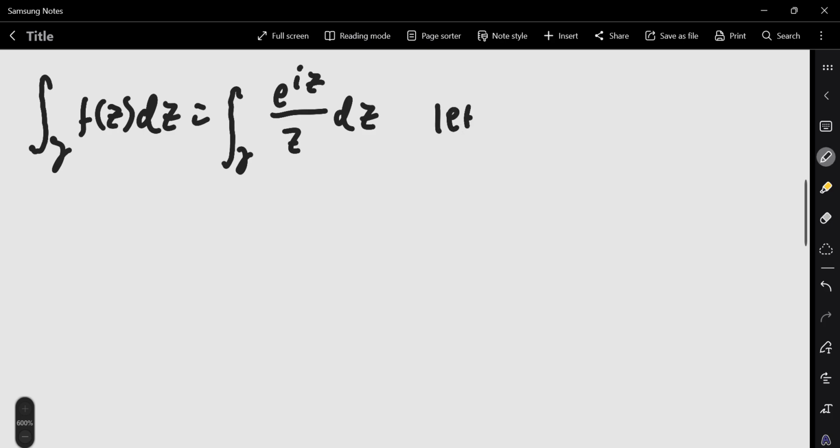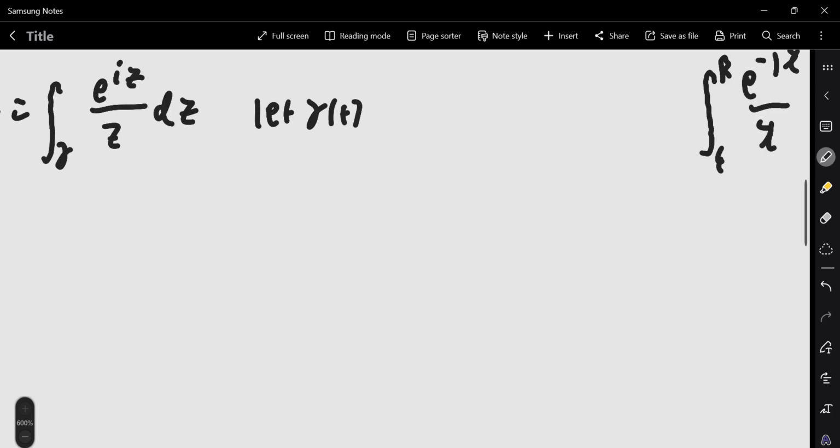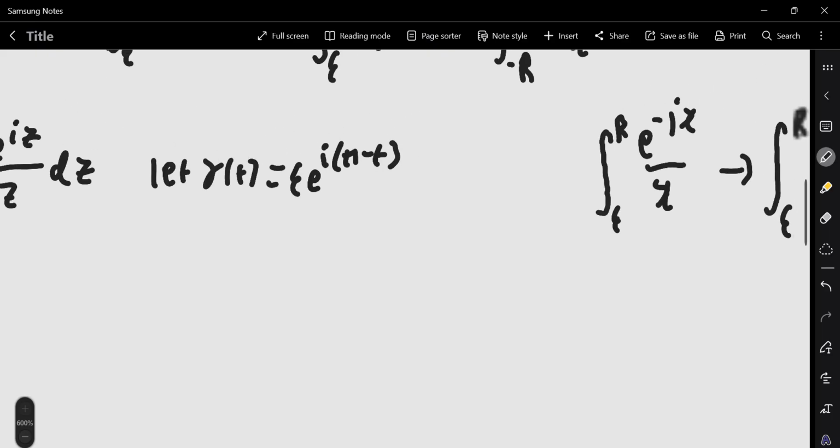So let gamma of t equal epsilon e to the it, epsilon e to the i... No, it's going to be pi minus t. I just discussed this. And yeah, this is going to be it. Like I said, because we're going clockwise.